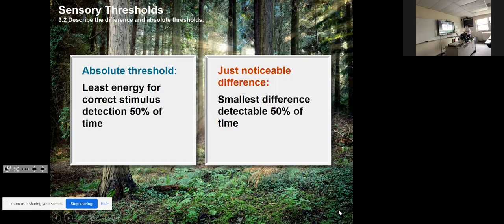So absolute threshold would be the bare minimum amount of energy for a person to detect that stimulus 50% of the time. How many of you have had an auditory test, had your hearing checked? Okay, both of you. So describe to me what happens with the hearing test. What are they trying to detect? They'll put on the headphones and play a sound. Each one of your ears is normally isolated, and then they'll ping and see what the lowest frequency is that you can hear.